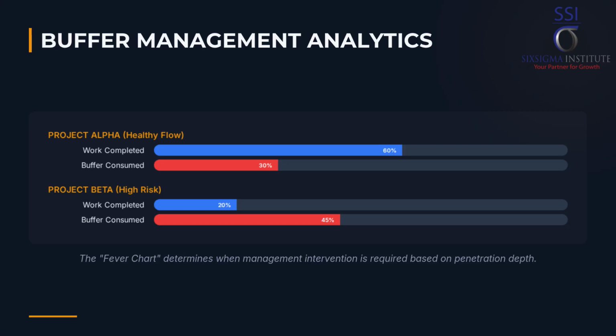By removing task padding and creating a firm deadline, protected by the buffer, the pressure to delay work is reduced. CCPM prioritizes tasks based on resource contention and the longest sequence, ensuring bottleneck resources are never starved or idled. Status is measured by buffer penetration, forcing immediate corrective action when buffers start to deplete early. The fever chart determines when management intervention is required based on penetration depth.